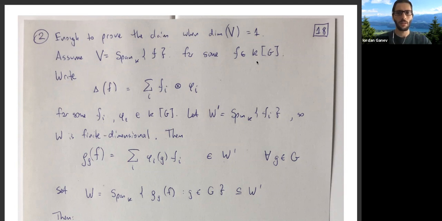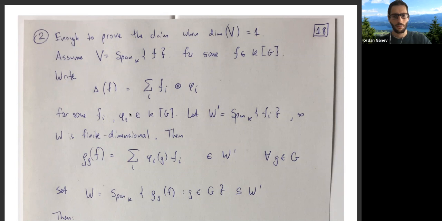Non-zero element in a non-zero function on G. And just like we were doing before, we can write the coproduct as the sum of simple tensors. So now we no longer have any assumption on these F_i. The F_i and the phi are just some elements, some functions on G. And this sum is finite.